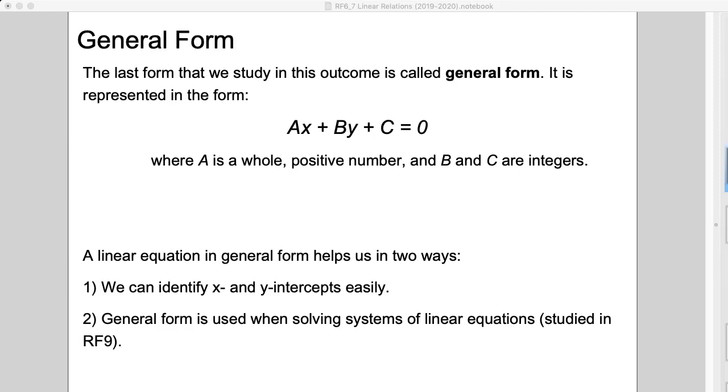Hey guys, so welcome back to another video. We're on our last section of RF 6 and 7, and today we're going to talk about general form.